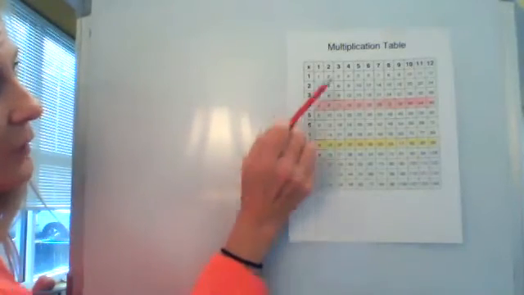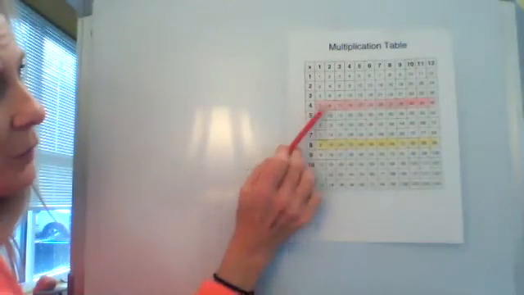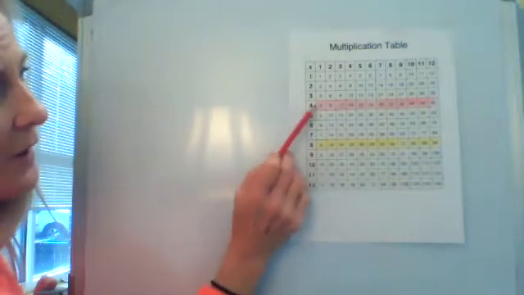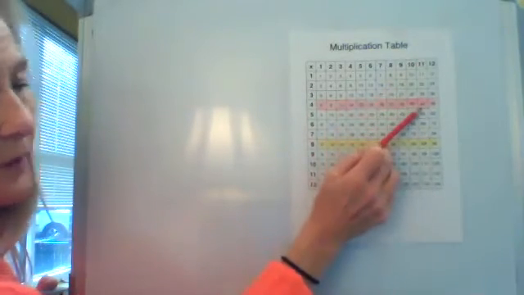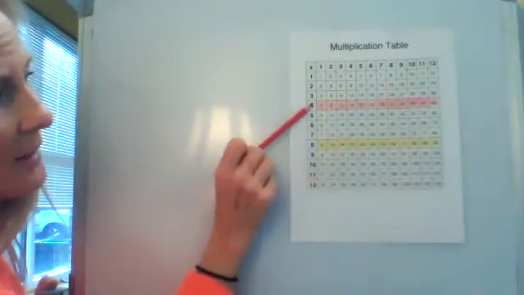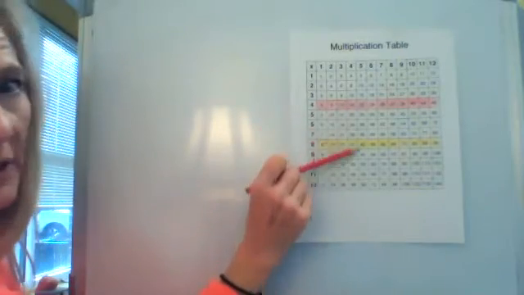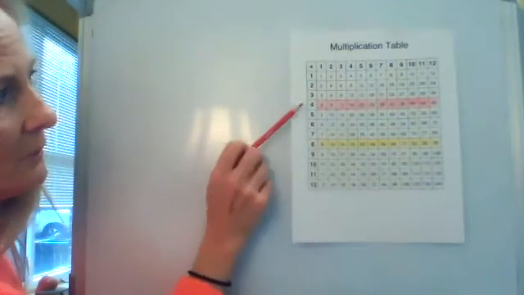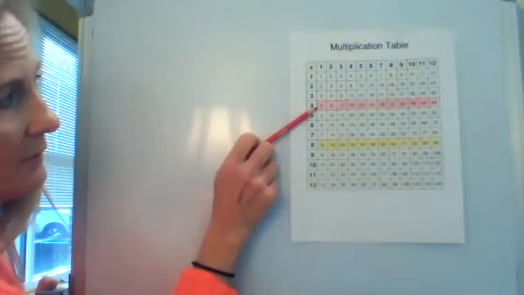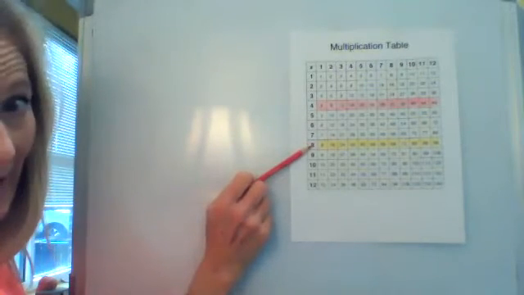Let's look. 4 groups of 3 is 12. 4 groups of 6 is 24. 4 groups of 11 is 44. Now let's start looking at these in relationship to one another. 1 times 4 is 4. And then 1 times 8 is 8.